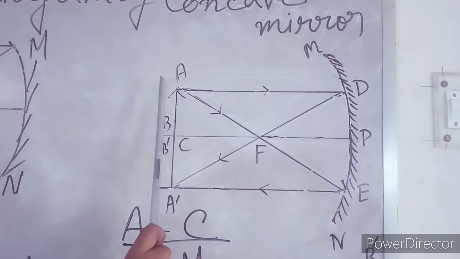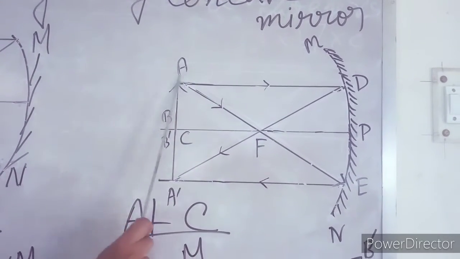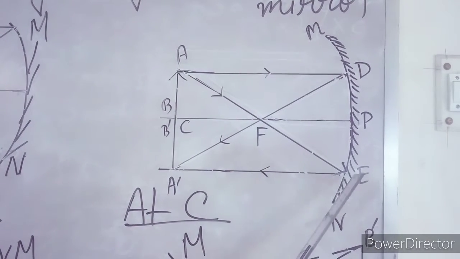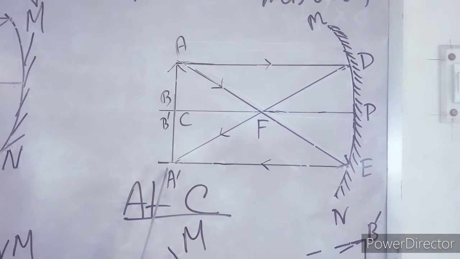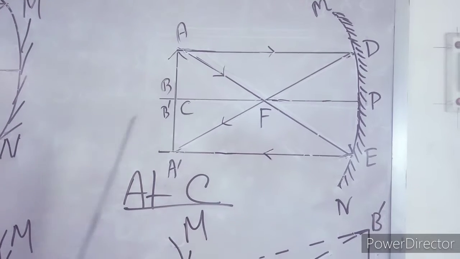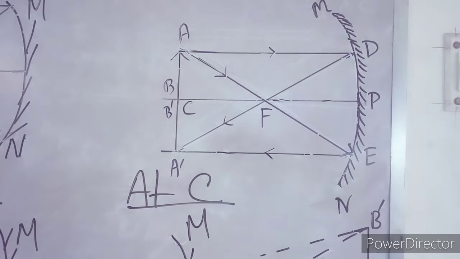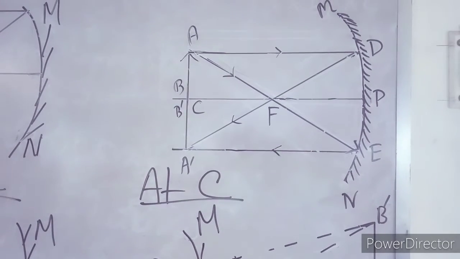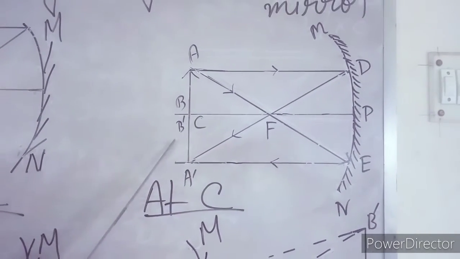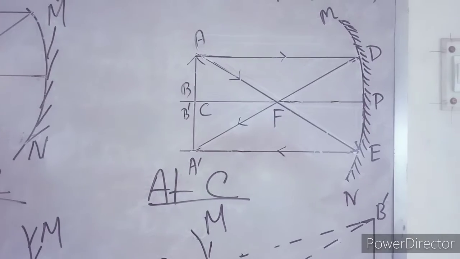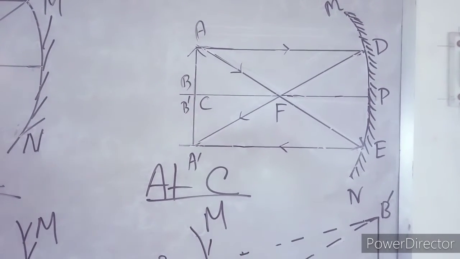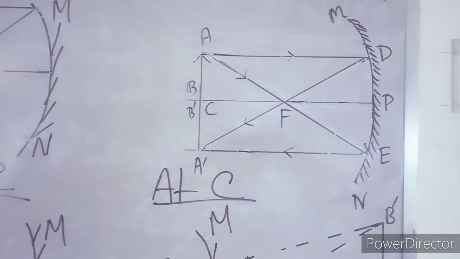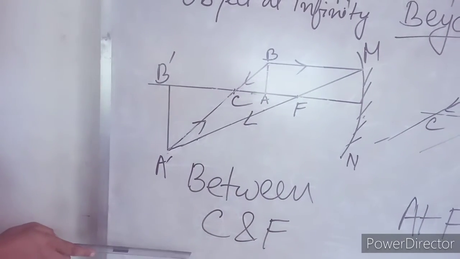So my incident ray is this one and another incident ray is this one. This is one reflected ray and this one is another reflected ray. My image is formed at C only. The size of the image is the same as that of the object. It is inverted and real. Real means forming in front of the mirror, which can be taken on the screen. This is the fourth case.